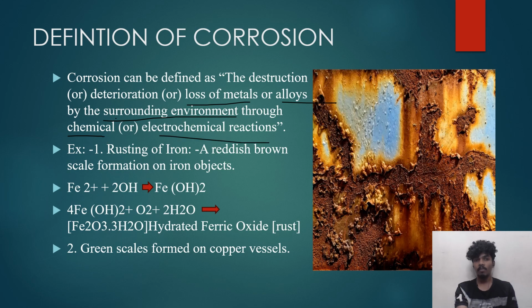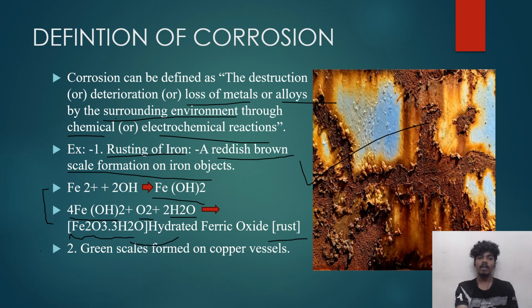Let's take an example for it. Rusting of iron, a reddish brown scale formation on iron objects, as you can see in the image present in the PPT. Now let's see the chemical reactions involved in it. Fe2+ plus 2OH- gives rise to Fe(OH)2. This is nothing but iron hydroxide. Then 4 molecules of iron hydroxide plus O2 plus 2H2O gives rise to Fe2O3.3H2O, called hydrated ferric oxide, which is nothing but the rust.